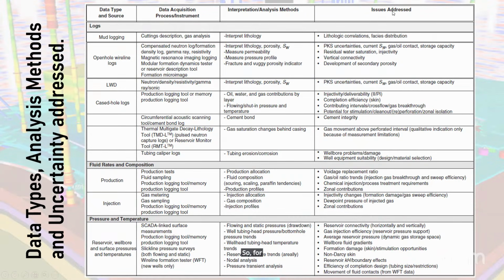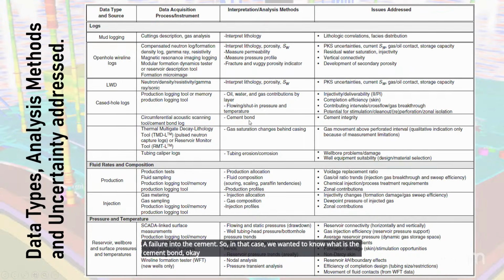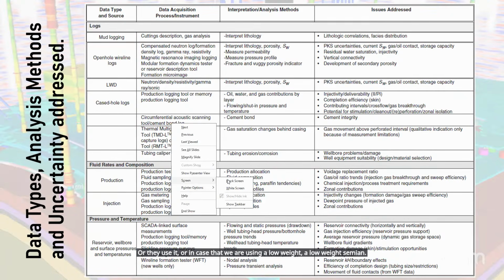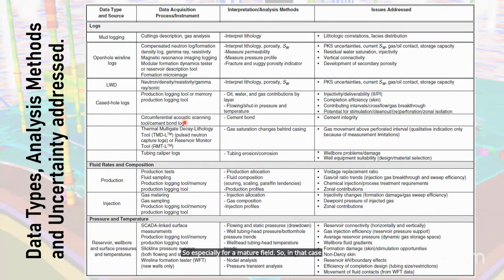So, for example, let's see what are the issues that we may have. For example, we have cement integrity issues. Okay, we have failure in the cement. So in that case, we want to know what the cement bond is. Okay, so what is the tool? We can use the conventional tools like the CBL, VDL, or the USIT. But in case we are using a low weight cement, especially for a mature field, the USIT or the ultrasonic won't be beneficial for our case. So we can use another tool, which will be the IPC.